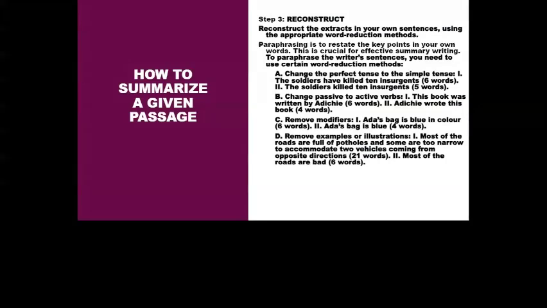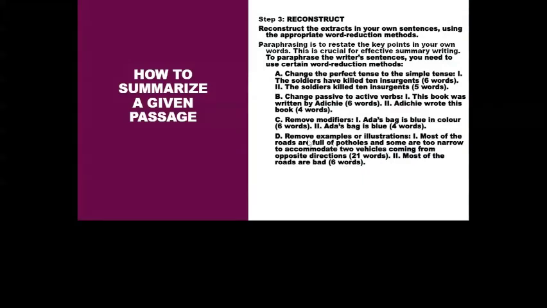For example, most of the roads are full of potholes and some are too narrow to accommodate 2 vehicles coming from opposite directions. You see, these are examples, these are illustrations, and they amount to 21 words. When the simple thing you want to say here is that most of the roads are bad. That's all. And this is 6 words.